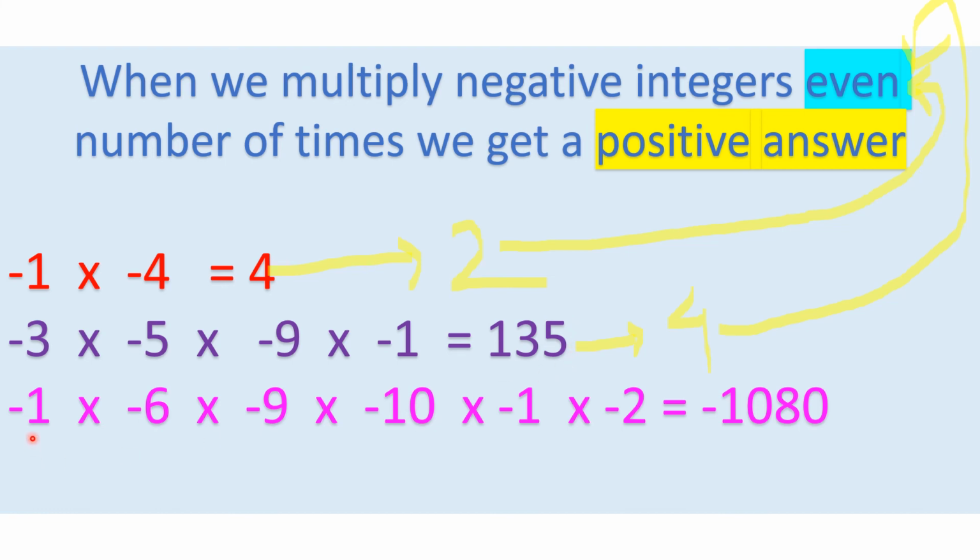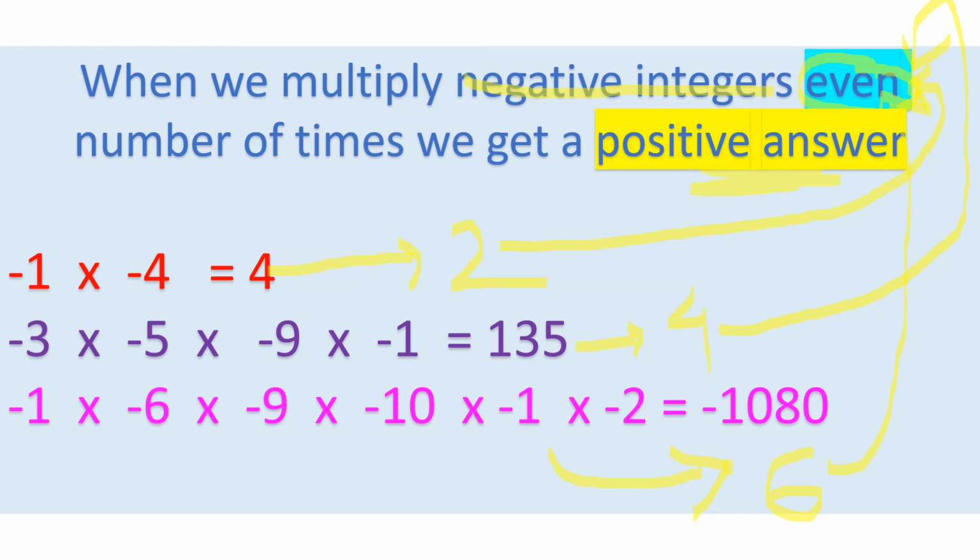In the same way, let's look at the third example. 1, 2, 3, 4, 5, 6. How many negative integers? 6 negative integers. And 6 is an even number, right? So since 6 is an even number, the answer will be positive. So 1080 is the answer and it is positive. When we multiply negative integers an even number of times, we get a positive answer.